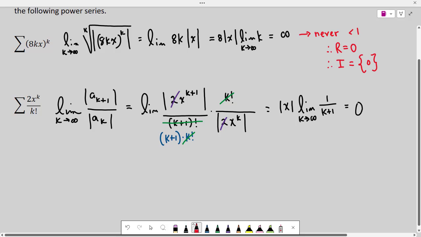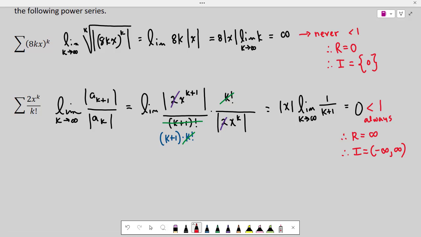So when is this less than 1? So this is less than 1 always. So that means, therefore, the radius of convergence is infinite. So therefore, the interval of convergence is the whole entire real line. So everywhere convergent. So if the radius is 0 or infinite, we don't need to check everything. But if it's finite, so let's do that. So that's the next case.